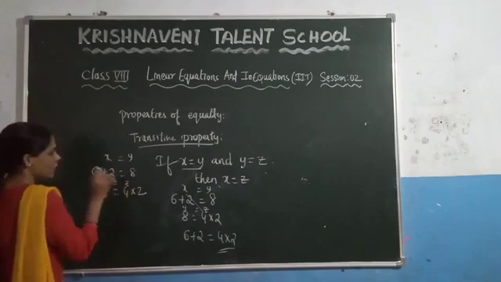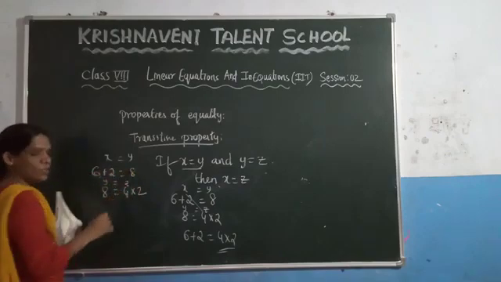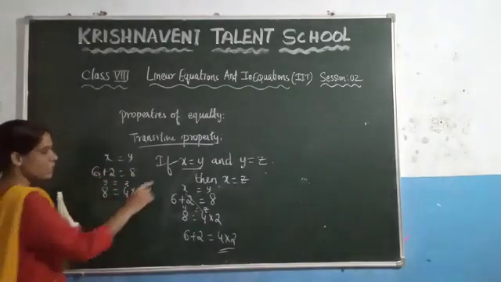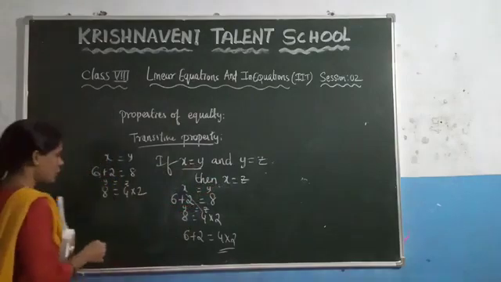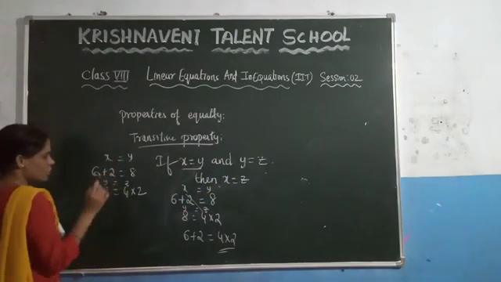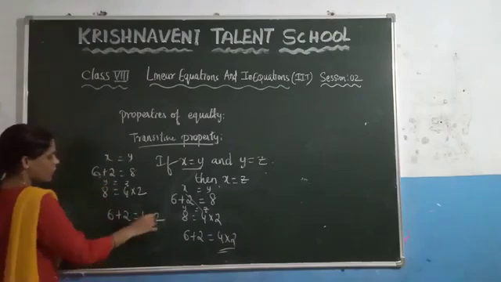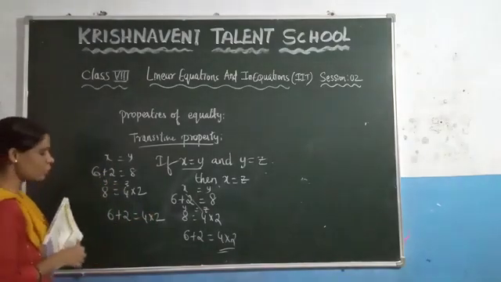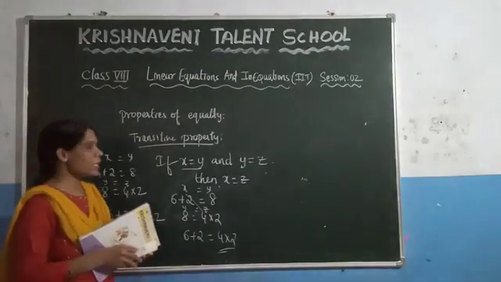Let us consider this value as z. Since x is equal to y and y is equal to z, the property says that if these two conditions hold, then from this you can equate these two values. That means 6 plus 2 is equal to 4 into 2. Is it true or not? 6 plus 2 is 8 and 4 into 2 is also 8. So this property we call the transitive property.